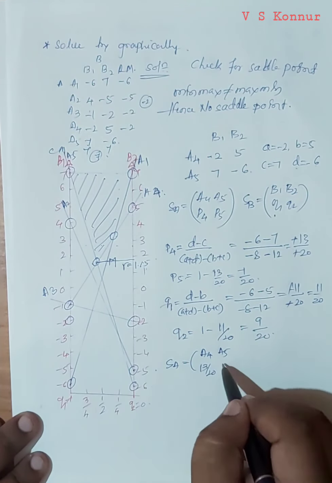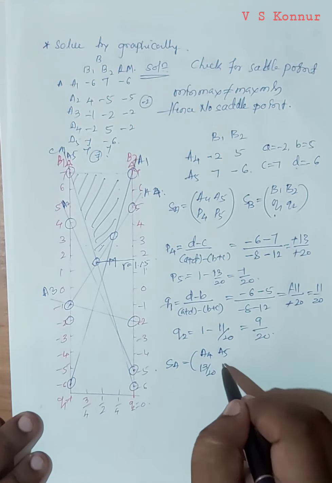It is given by (AD minus BC) divided by (A plus D minus B plus C). That is equal to AD, which is minus 2 into minus 6, so 12, minus 5 into 7, 35, divided by minus 20. So we will get 35 minus 12, 23, minus 23 by minus 20, that is equal to 23 by 20.